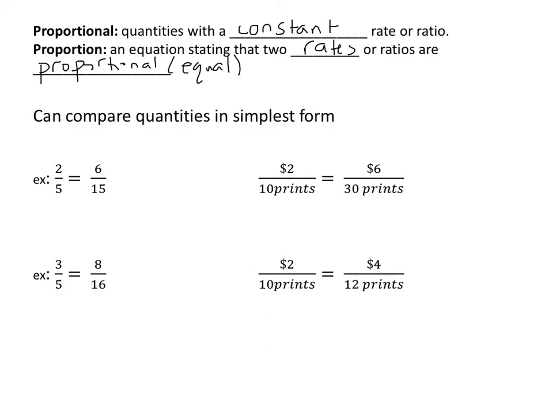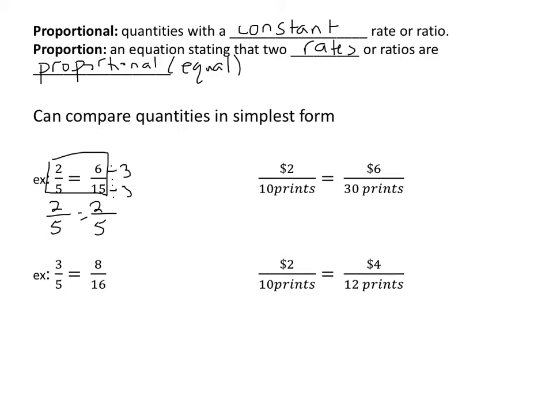So for example, does 2 over 5 equal 6 over 15? We can just compare these in simplest form. Now, 2 over 5 is in simplest form, but 6 over 15 is not. 6 and 15 share a common factor of 3. So if I do 6 divided by 3, I get 2. If I do 15 divided by 3, I get 5. And since 2/5 is equal to 2/5, 2/5 is proportional to 6/15. So they form a proportion.